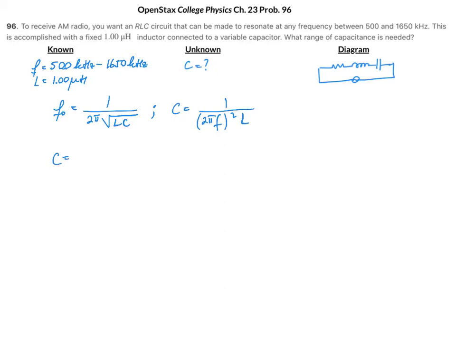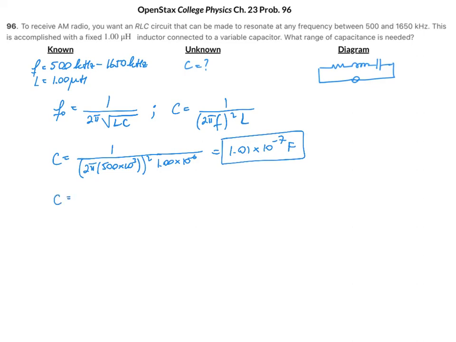So for the first frequency, we have C is 1 over 2 pi times 500 times 10 to the third hertz, and we have to square this, times the inductance, which is 1 times 10 to the negative 6 henries. So this will give us 1.01 times 10 to the negative 7 farads.